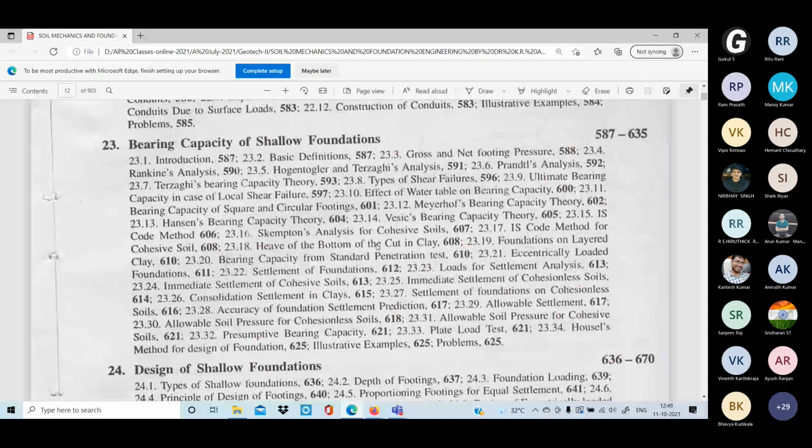Some of the topics, like presumptive, I covered a little quickly. Whatever is important I have covered. Other things may not be required in depth at undergraduate level, but you can go through and check your competitive exam papers, what type of questions they ask. Mostly Terzaghi and other things only they will ask. Local shear failure, general shear failure, and so on. They may also ask one or two questions elsewhere, but most of it is in and around that only.